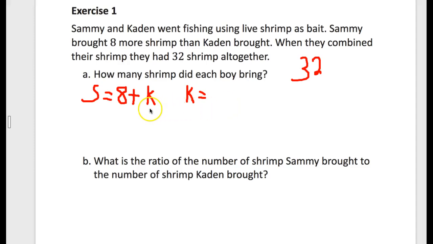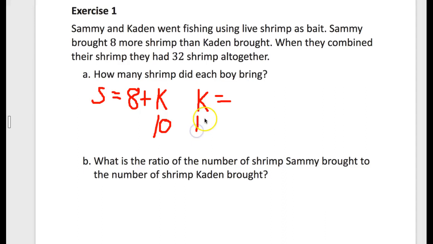Okay? If we took 8 from 32, we'd have 24. But that wouldn't be an accurate amount, because if we put 24 here, because that would fit here, 24, and we'd have to put it here, then we would end up with much more than 32. We'd have 32 plus 24, which is 56. So that's not going to work so much.